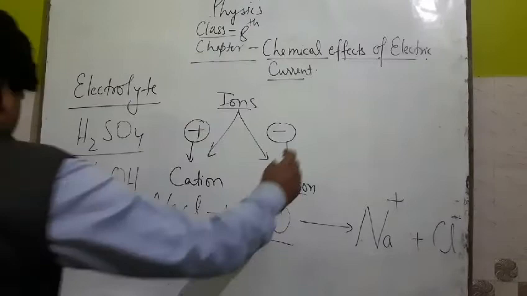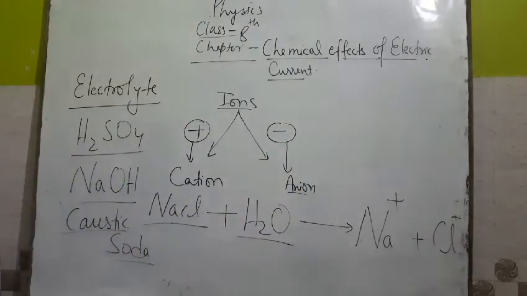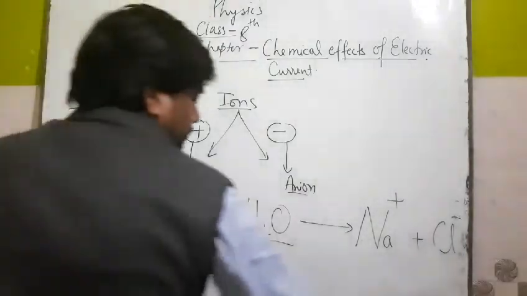Suppose examples, there are so many examples given in your book: sugar, urea, benzene, carbon tetrachloride, alcohol are some non-electrolytes. Some others are also non-electrolytes, but they are not given in your book. So some non-electrolytes are given in your book. Now after that we will understand about conductor.